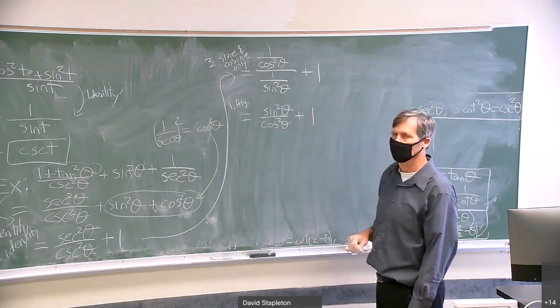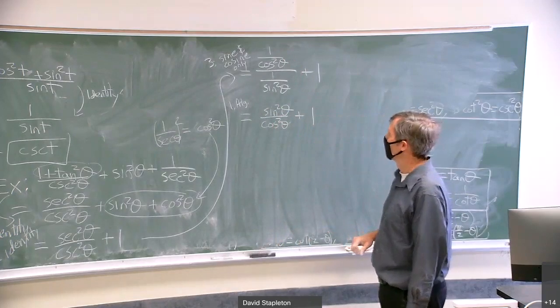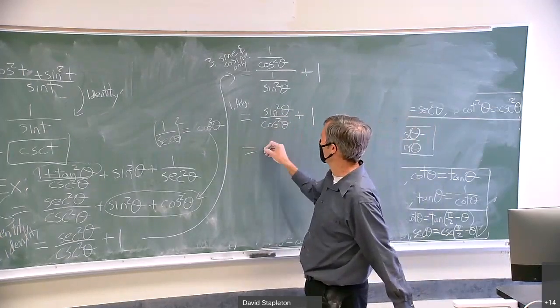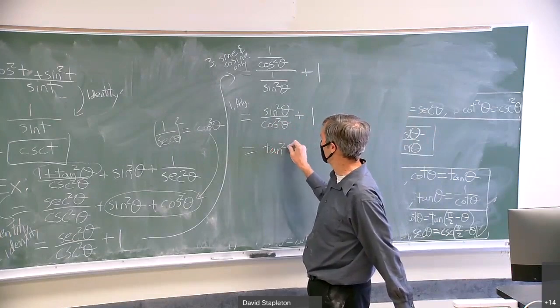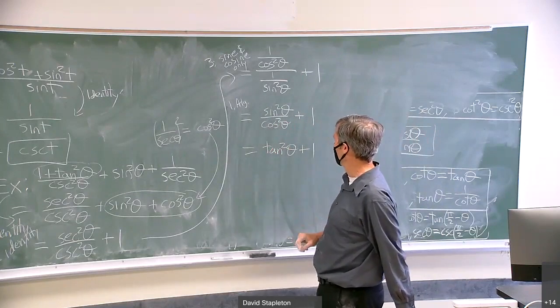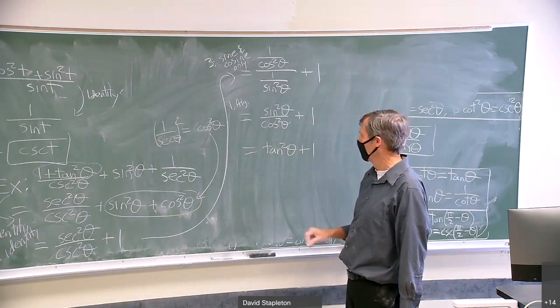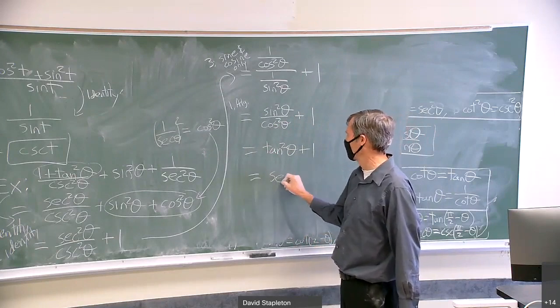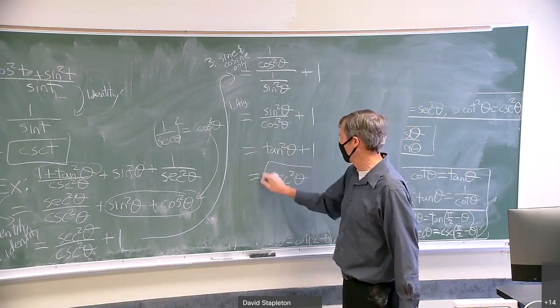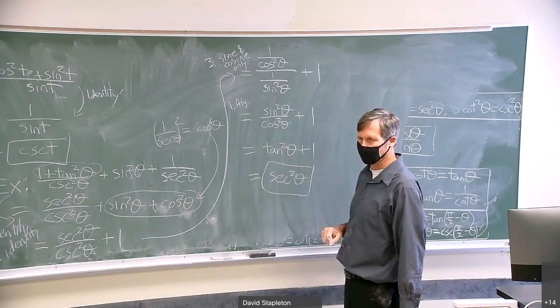What's that? Tangent squared. Yeah, tangent squared, right? Sine over cosine is tangent. Sine squared over cosine squared is tangent squared. And what's that? Tangent squared plus 1. Secant squared. Yeah, I could just write that as secant squared. So the whole thing, that big mess over there was just a fancy expression for secant squared.